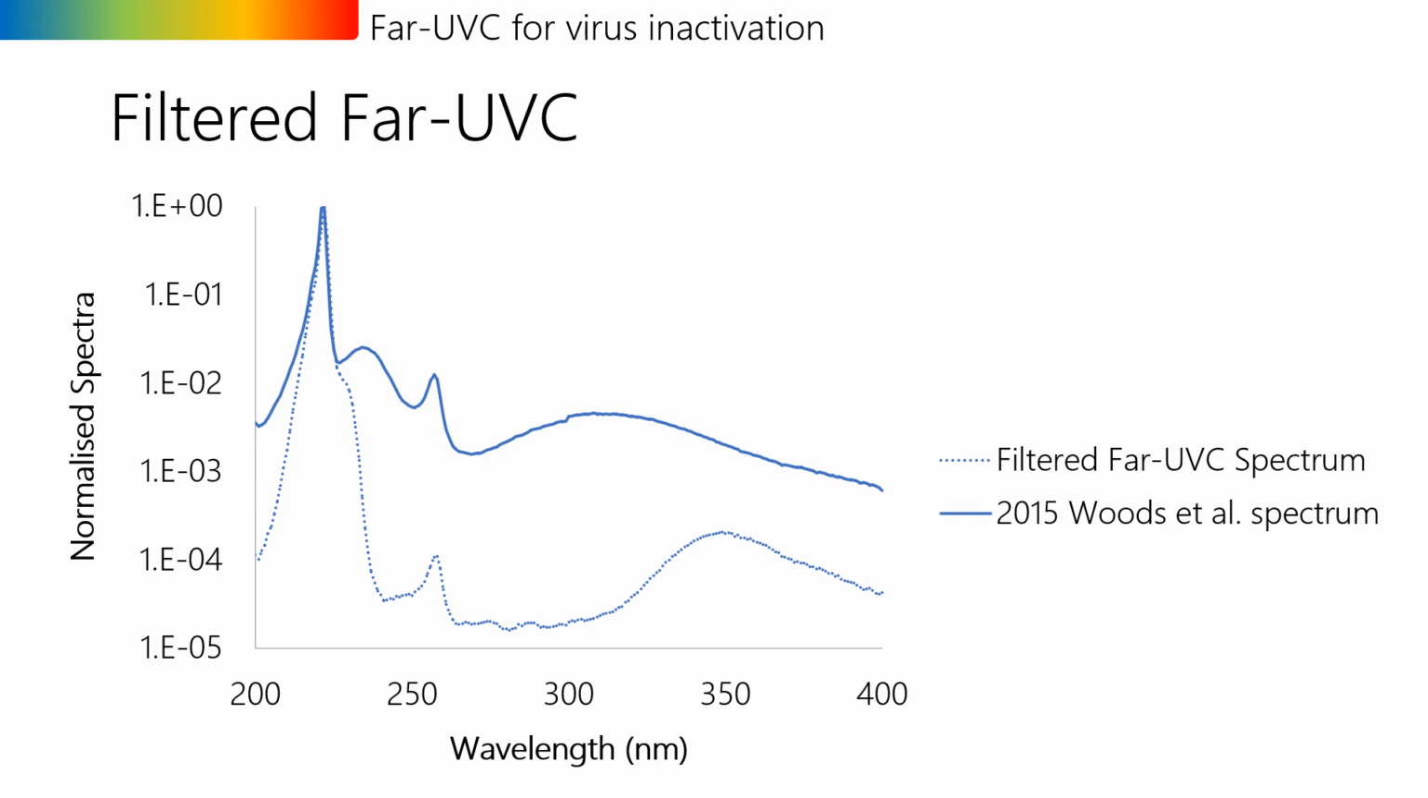Yes, it was. All the other studies used a filtered Far-UVC source, which intentionally removed those longer wavelengths, as you can see on the slide here. So it seemed that longer wavelengths were responsible for the erythema and the basal layer DNA damage that was observed back in the 2015 study.